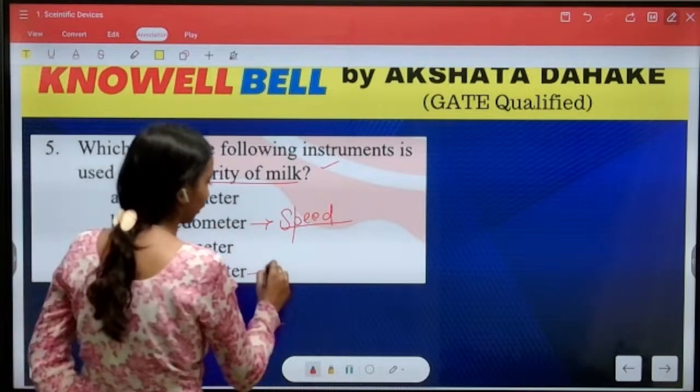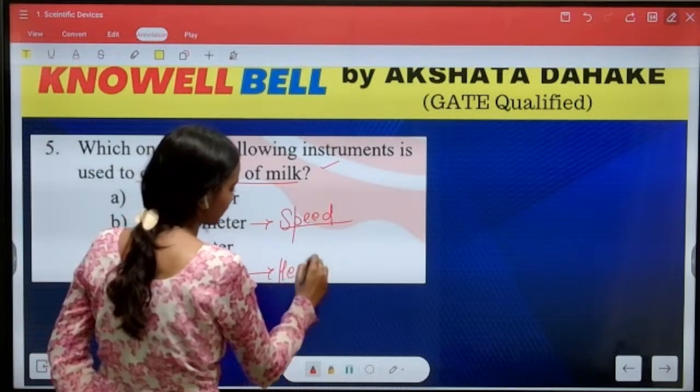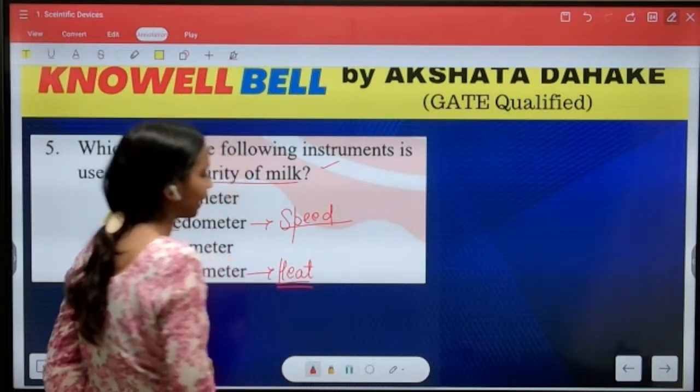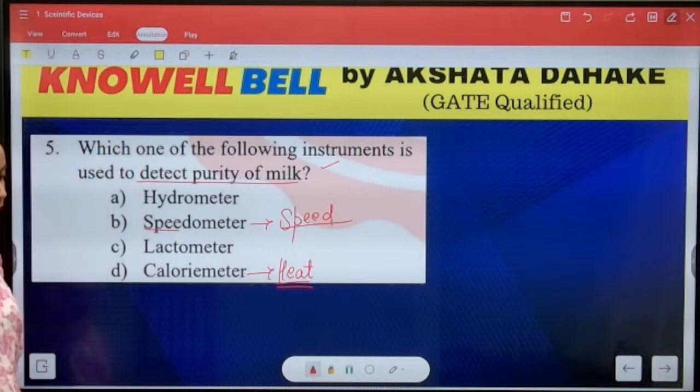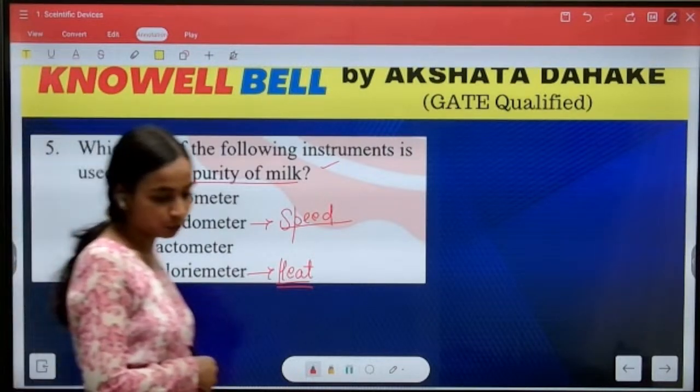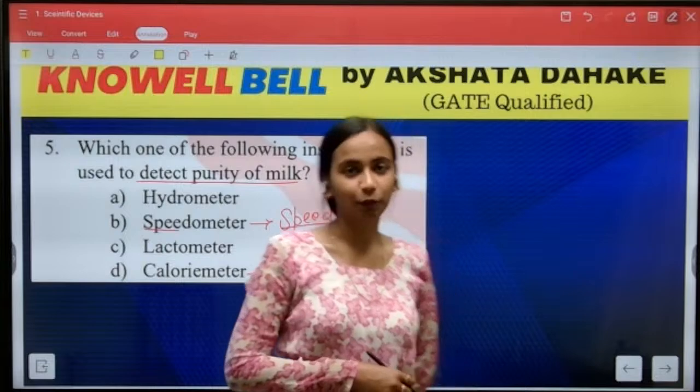Hydrometer? No. Calorimeter is for heat. Which device do we use to measure quantity of heat? Calorimeter is used in order to measure quantity of heat. Okay. Lactometer. Lactometer will be the right answer.